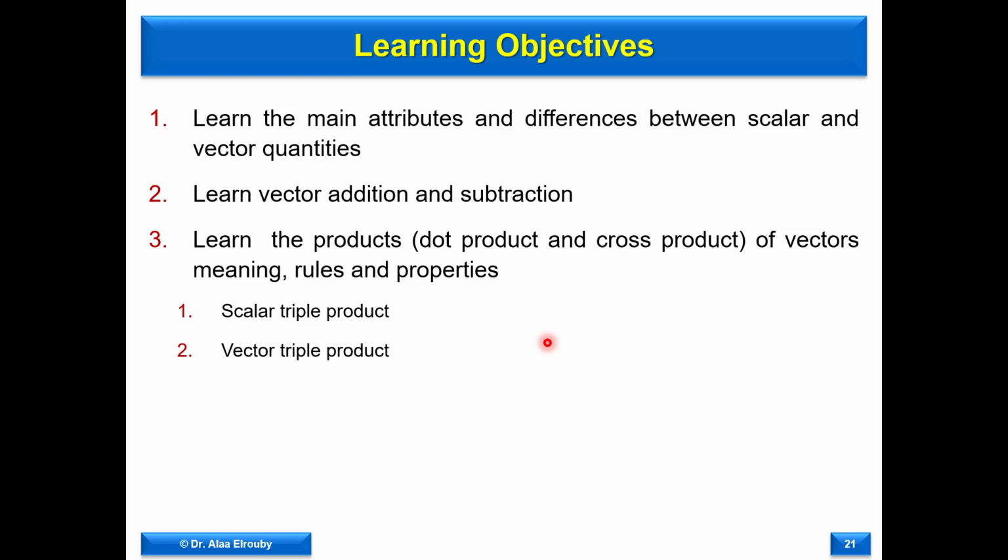So this is the end of part 2. In this lecture number 2, we learned the attributes and differences between scalar and vector quantities. We learned vector addition and subtraction. We learned the vector product, multiplication with a scalar, dot product, cross product, triple products, and we have this example that sort of includes all that we learned in this module.